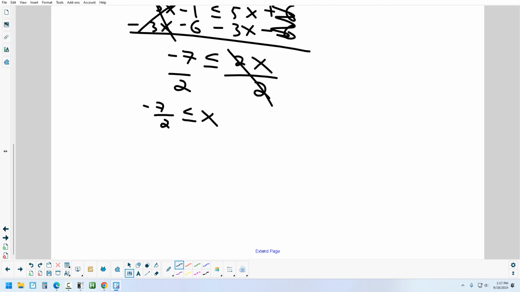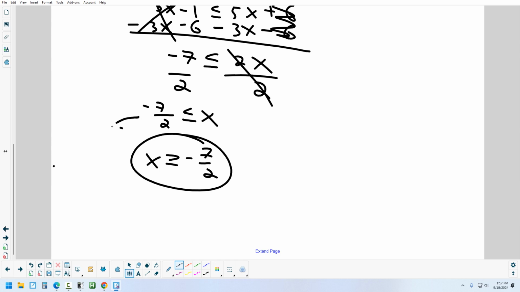And it's okay. I would put the letter on the left side like this. X is greater than or equal to -7/2. Is there any question how I change that into that? Is there a reason why? I guess just usually the letter is on the left side.